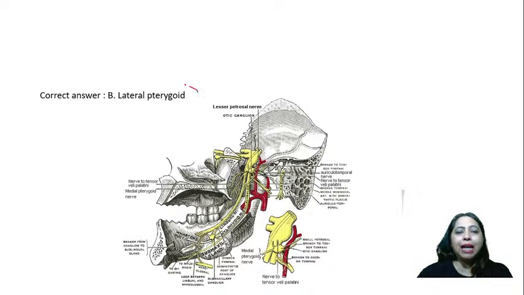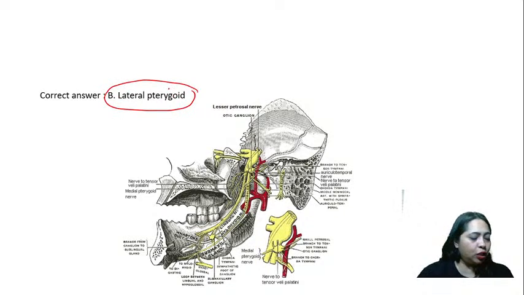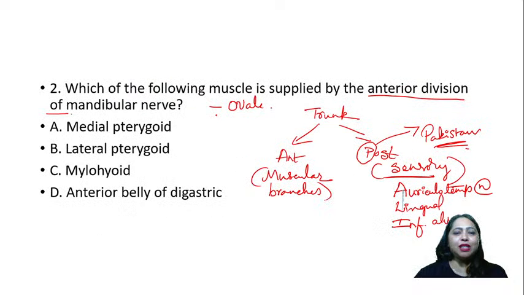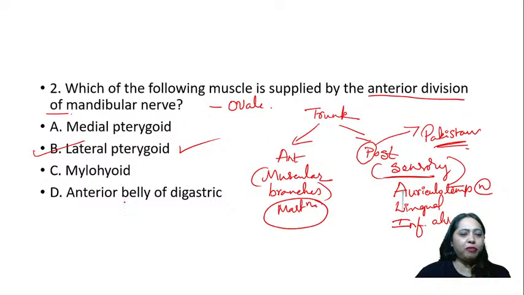The answer is lateral pterygoid. Why B? No one told me the answer, right? Because all those muscles we were talking about were the muscles of mastication. Lateral pterygoid is a muscle of mastication. What is the supply of the anterior belly of digastric? The anterior belly of digastric is also supplied by the nerve to mylohyoid.